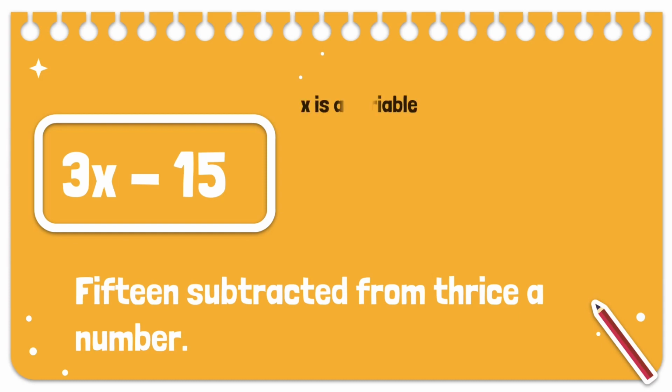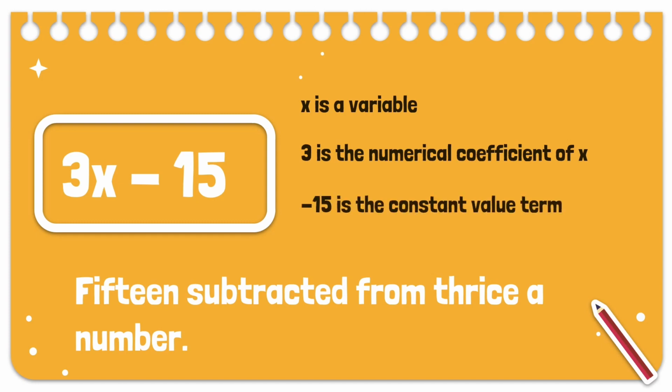Okay. So, x is the variable, 3 is the numerical coefficient, negative 15 is the constant value term. So, bakit natin sinama yung negative sign? Kasama yan sa constant. Ibig sabihin, negative 15. Then, it has 2 terms. Again, dalawa yung kanyang term dahil pinaghihiwalay naman sila ng minus sign. So, 3x and negative 15, yun yung dalawang terms.